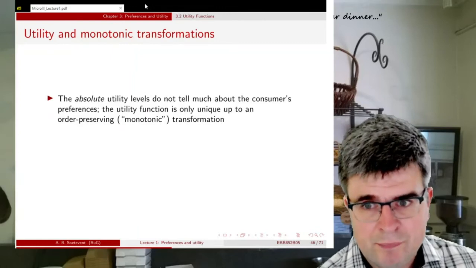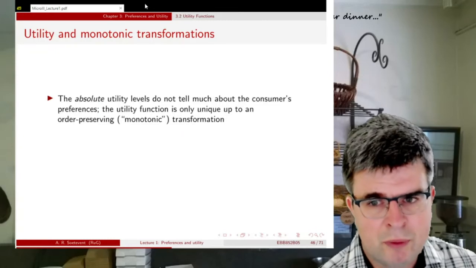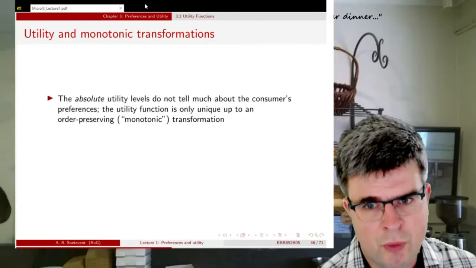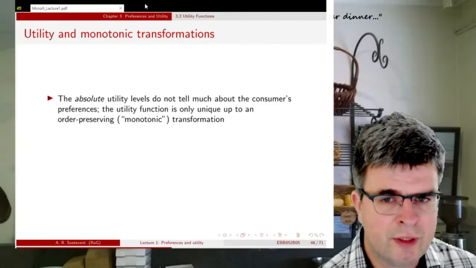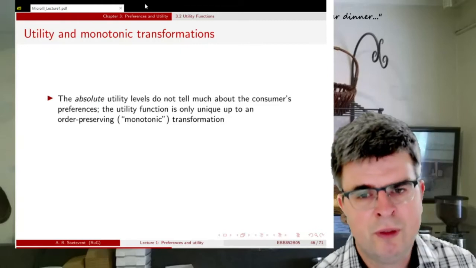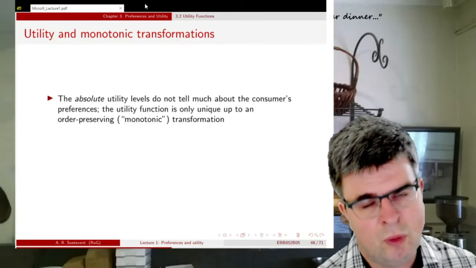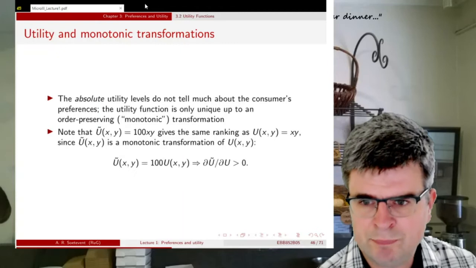That said, the absolute utility levels do not tell us much about the consumer's preferences. And that means that the utility functions that we use are only unique up to what is called an order preserving transformation, so the ranking is preserved, also called a monotonic transformation. I will give you an example.